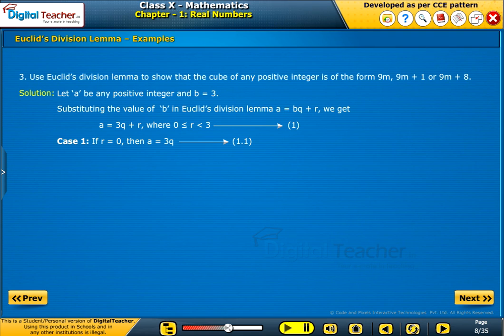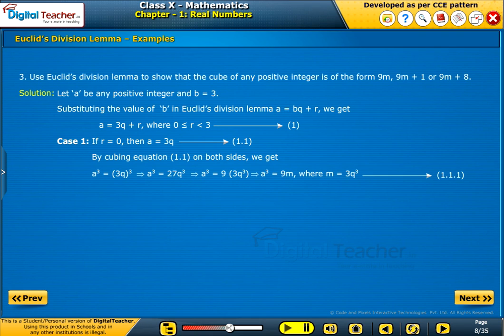Case 1. If r equal to 0, then a equal to 3q, that is equation 1.1. By cubing equation 1.1 on both sides, we get a cube is equal to 3q whole cube, which is equal to a cube equal to 27q cube, that is in turn equal to a cube equal to 9 into 3q cube, that is a cube is equal to 9m, where m equal to 3q cube, that is equation 1.1.1.